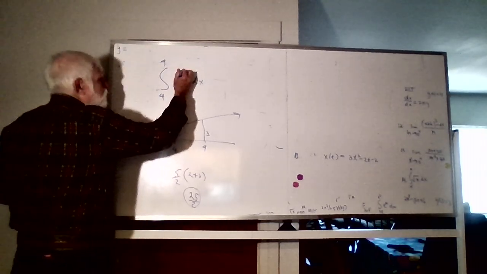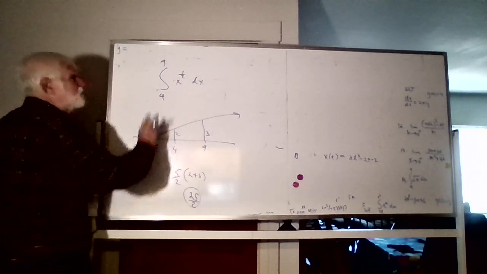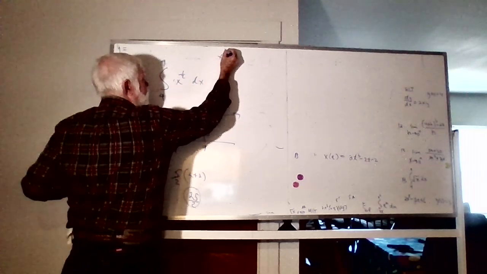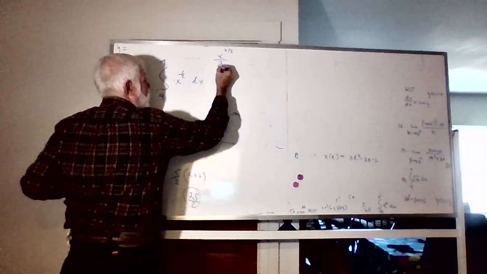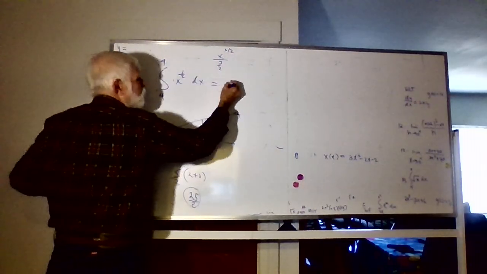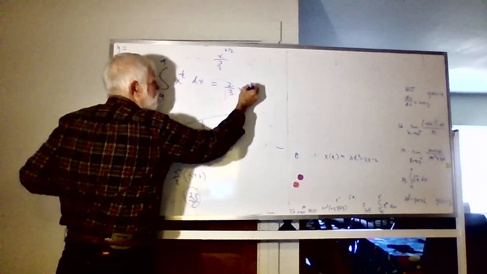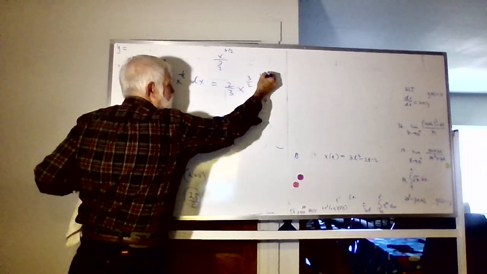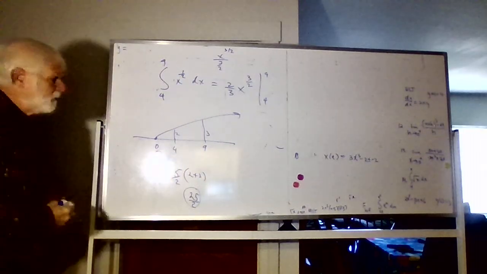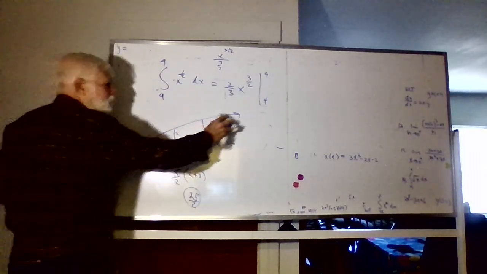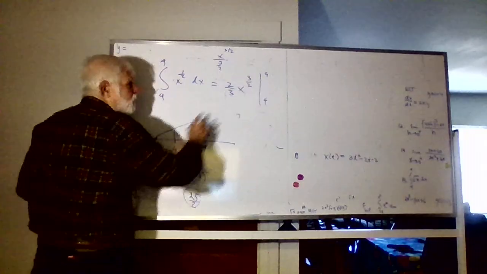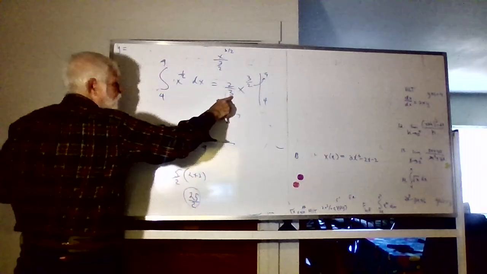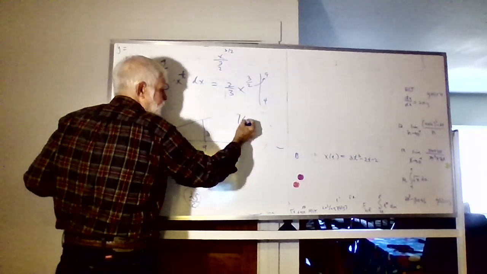But first thing we do is we change that to x to the 1/2. So we add 1 to the exponent and divide. And if we add 1, we get 3 halves. And if we divide by 3 halves, then we get 2/3 x to the 3 halves from 4 to 9. Okay? Now, let's just do the fundamental theorem here. Let's drop a 9 in. The square root of 9 is 3. 3 cubed is 27. Divided by 3 is 9 times 2 is 18.